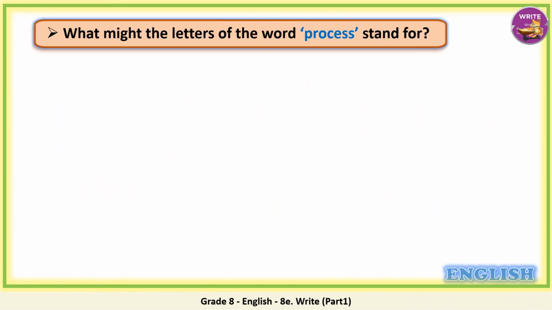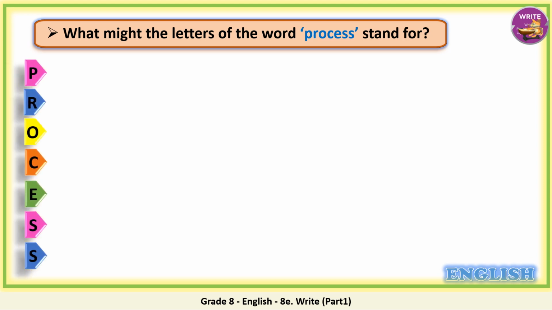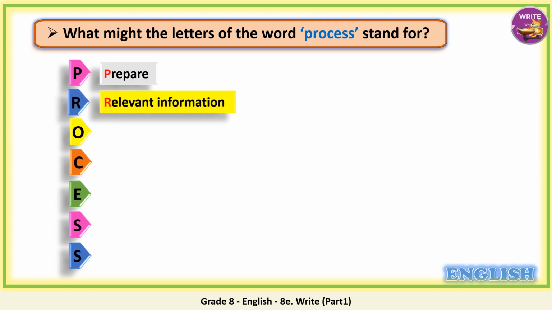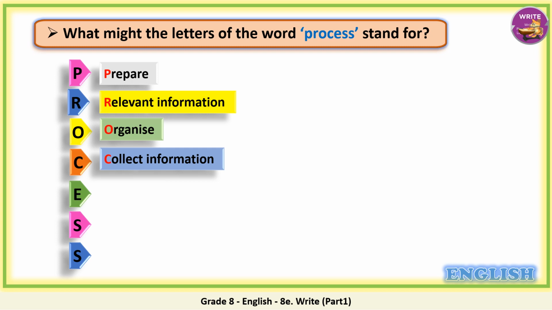Now, my dear students, what might the letters of the word process stand for? Here is the word process. What might the letter P stand for? Very good. Prepare. What about the letter R? Excellent. Relevant information. What about the O? Good job. Organize. And the C? Excellent again. Collect information before you write.